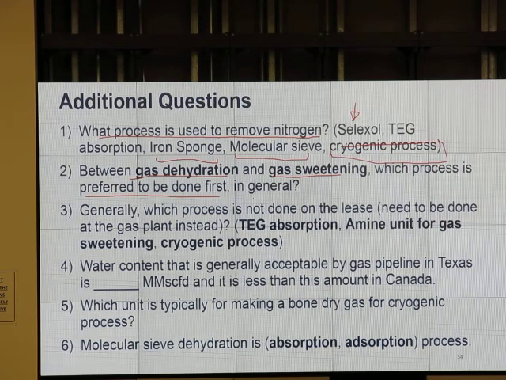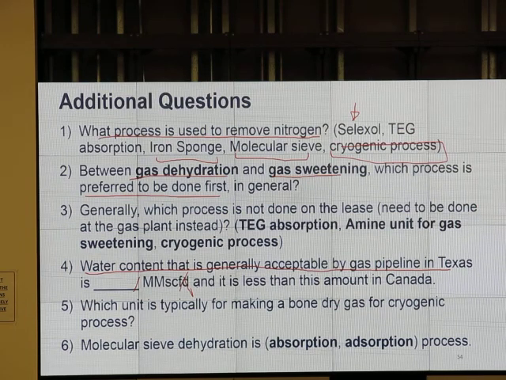Okay, behind you, what's your name? Olivia. Okay. Olivia. Number 4. Water content that is generally acceptable by gas pipeline in Texas is how many per MMSCF? Okay, how many pounds? 7 pounds per MMSCF.